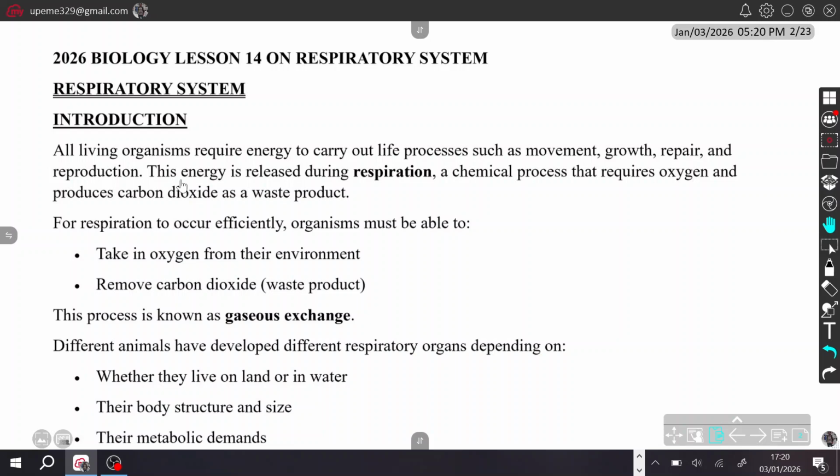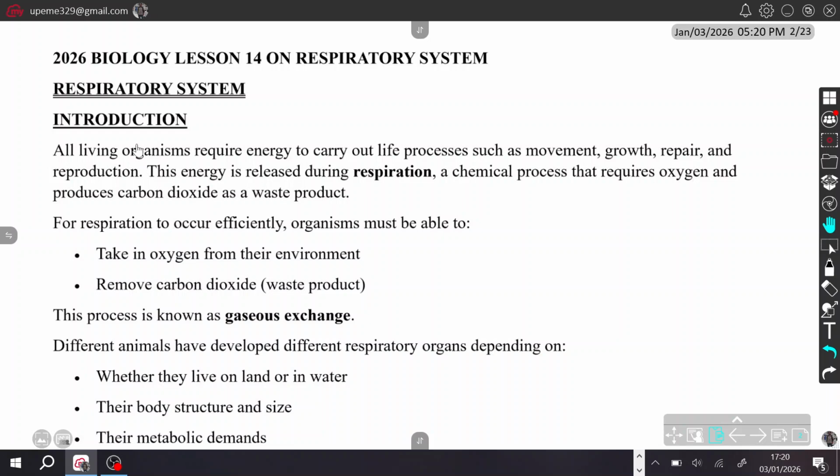Now this energy is released during respiration. That's why respiration is important and we need to talk about it. Respiration is a chemical process that requires oxygen and produces carbon dioxide as a waste product. It is a chemical reaction in cells which uses food such as glucose with oxygen to release energy and carbon dioxide as a waste product.